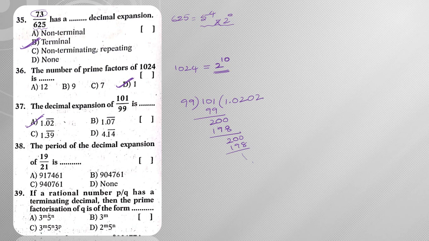The period of decimal expansion of 19 by 21. So what is meant by period? Period means repeating digits. So here if you observe 0 2 0 2 0 2, the repeating digits are 0 2, and that is called the period.